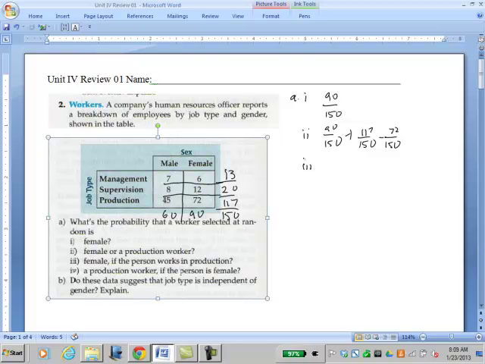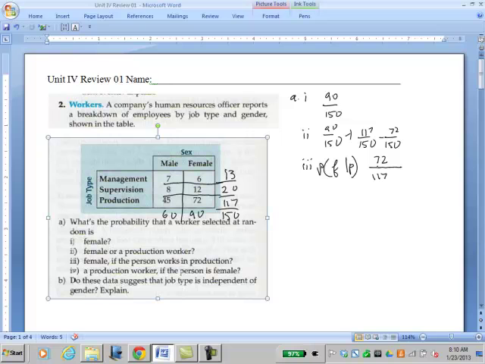And then III: female, if the person works in production. So given that they're in production, what's the probability that they're female? Production is the denominator, 117, and the female is 72.